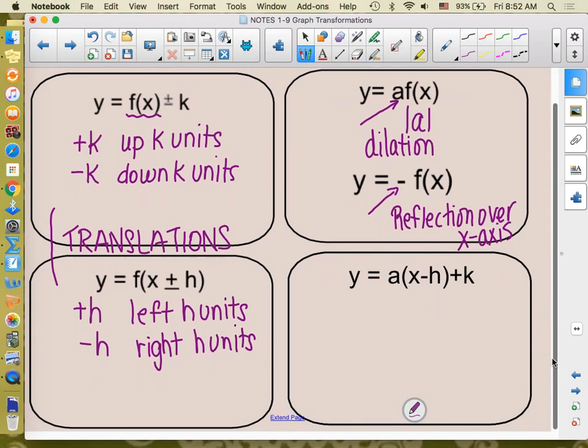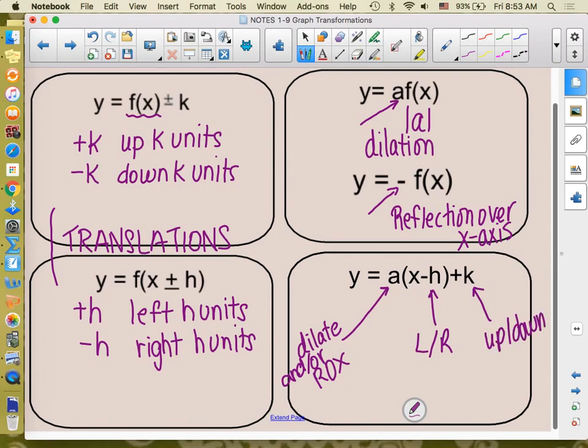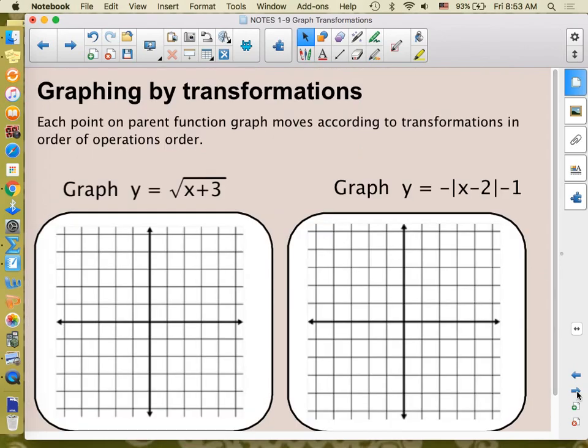Putting it all together, we have to look out front to decide if we need to dilate, which we're going to leave dilations alone for the most part, and or reflect over the x-axis, because we might have to do both. If it's a -2, there'd be a reflection and a dilation. This controls our left and right movement, and this controls our up and down movement. So we're going to test this out and see if we can graph by hand with a couple examples.